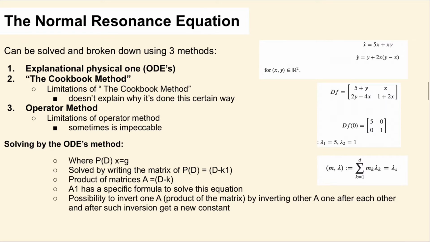This is an A. A1 has a specific formula to solve this equation. Now we have the possibility to invert A1, which is the product of a matrix, by inverting other A1 after each other, and after such inversion we get a new constant.